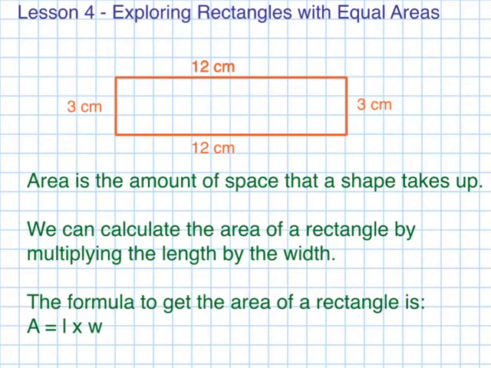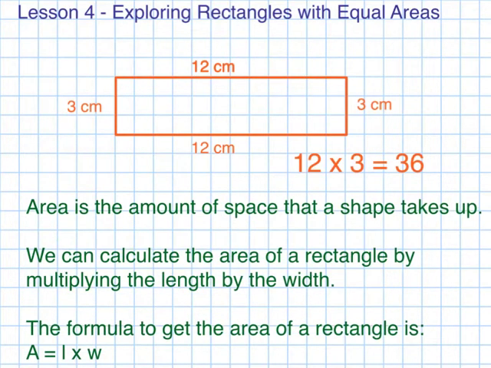So go ahead, pause the video and see if you can find the area of this shape by either counting the squares inside of it or by multiplying the length times the width. Come back when you have your answer. So 12 times 3 is equal to 36. So as a final answer, we write A for area equals 36 centimeters squared.